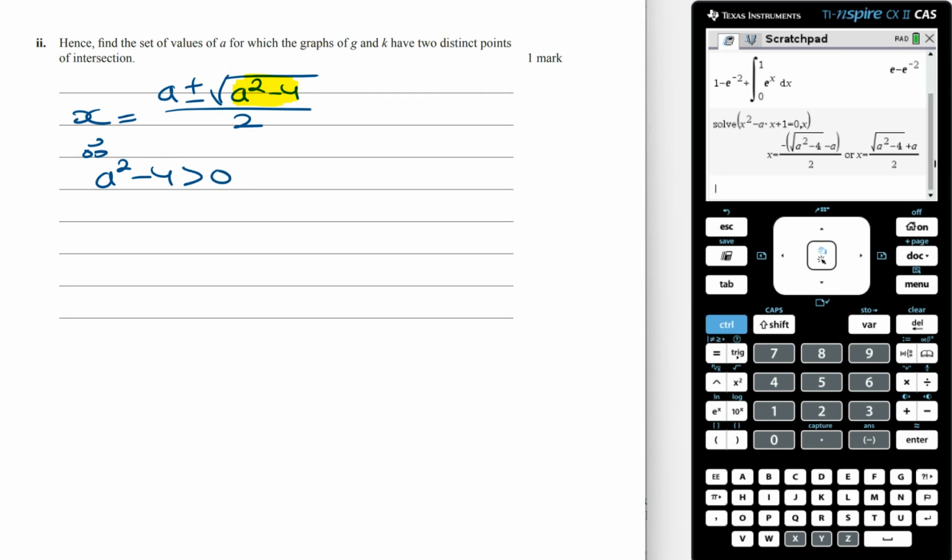This is a quadratic inequality, and so sketching its graph, we get a parabola that's shifted down 4 units with x-intercepts at minus 2 and at 2. Looking at the graph, for values of a less than minus 2 and for values of a larger than 2, this expression is larger than 0. But we were told that a is larger than 0, and so the values of a where we get two distinct points of intersection for the graphs of g and k are when a is larger than 2.